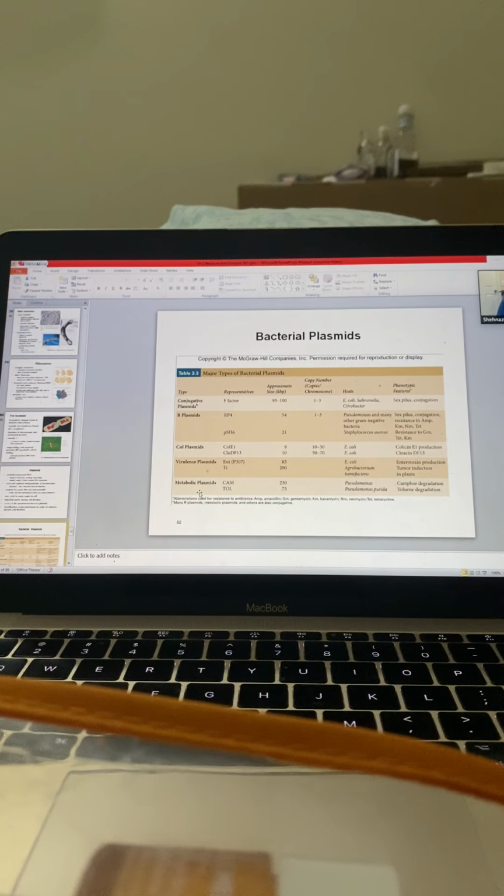Then the ones most fascinating to me are the metabolic plasmids, and these are usually found in Pseudomonas species, the CAM and the TOL plasmids. These are huge, humongous plasmids. These are the very good ones, where this plasmid, the CAM plasmid, is needed for camphor degradation. And this one we have discovered as a toluene degradation plasmid. Where do you think these plasmids would come in handy in our environment?